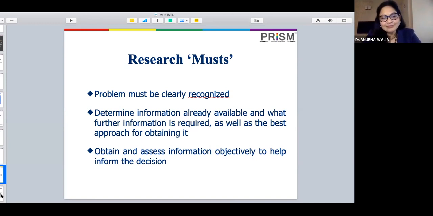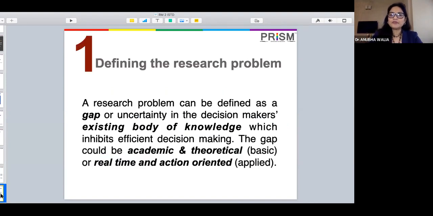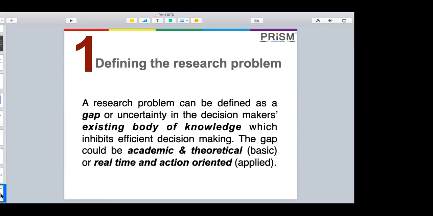All right. And of course, the must part is that we obtain and access the information very objectively. That's very, very crucial and important. Now, when we talk about defining the research problem, I did talk in the first session about basic research and applied research. Basic research, also known as pure research, is an original investigation into the reasons behind a process. And that's the answer to you, Ashish, that whenever we find anything, you can work and identify.